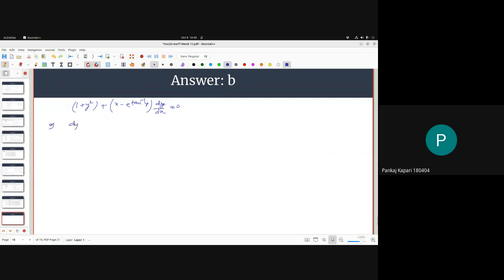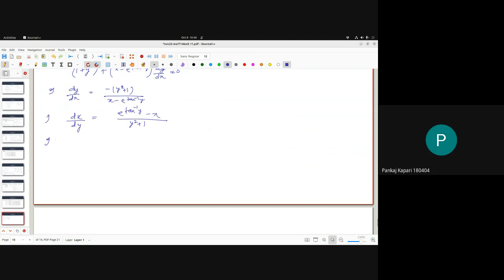So what is dy by dx here? The dy by dx is minus of (y square plus 1) divided by (x minus e to the power tan inverse y). Instead of dy by dx, let's see the differential equation dx over dy. So we will treat y as the independent variable and x as depending on it. In this case, we can write dx by dy as (e to the power tan inverse y minus x) divided by (y square plus 1). Why are we writing it in this form? So that it becomes a linear differential equation.